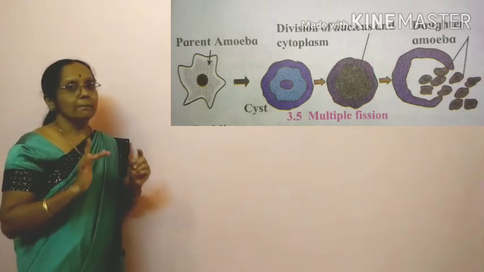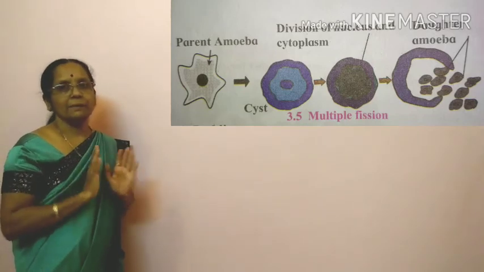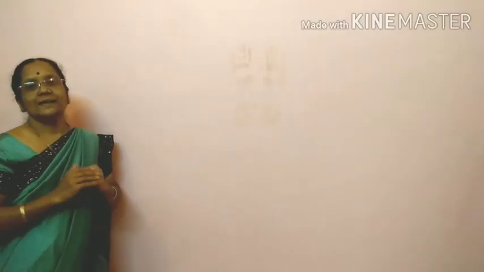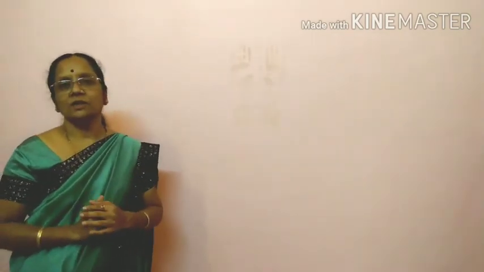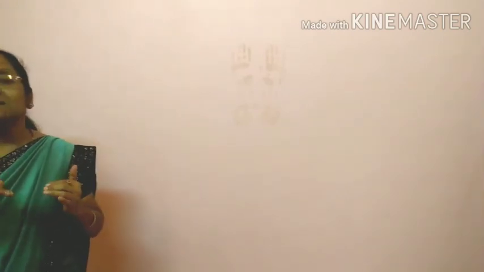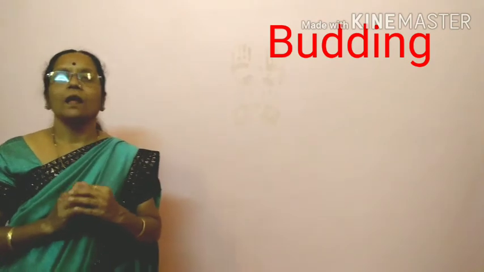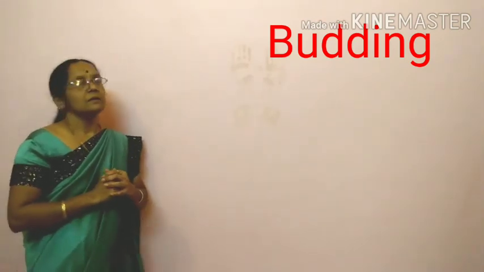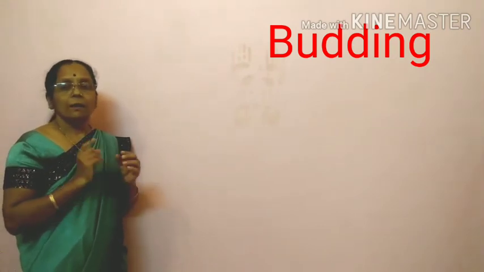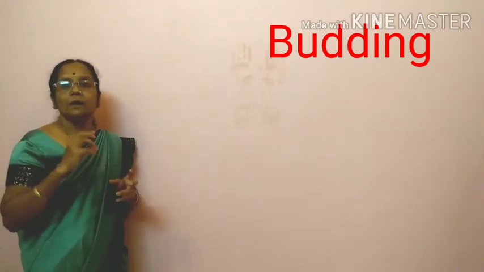This is the multiple fission in amoeba. Now let us see the third type of asexual reproduction in unicellular organisms. The third type is called budding. Budding, in this process, a bud is formed on the body of the parent cell.